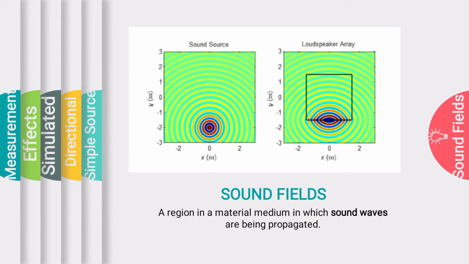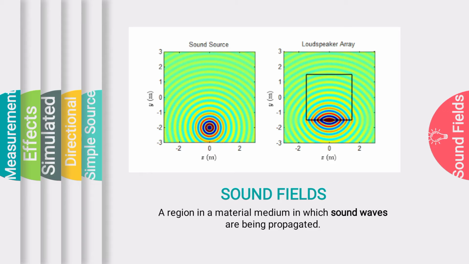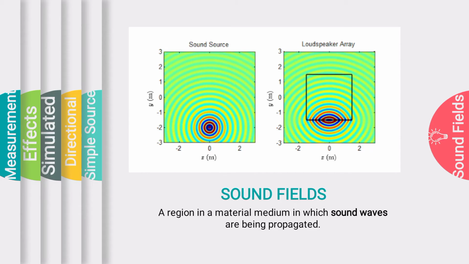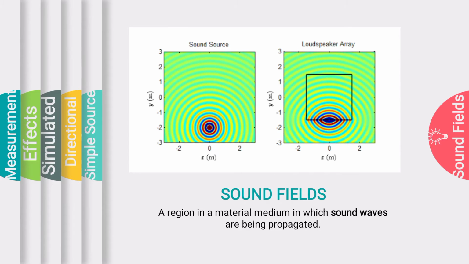Let's start with sound fields. As you can see in this figure, a sound field is a region in a material medium in which sound waves are being propagated. That means it is a region of an elastic medium containing sound waves.